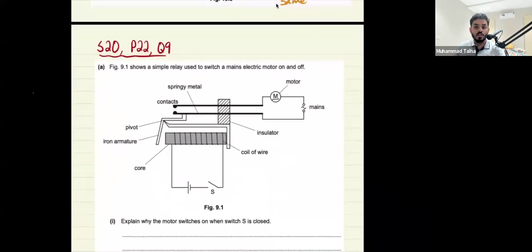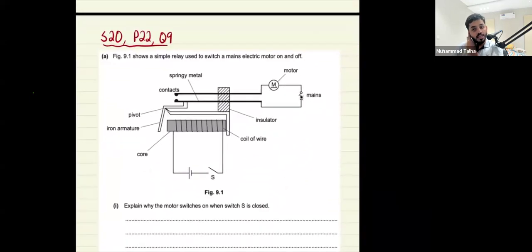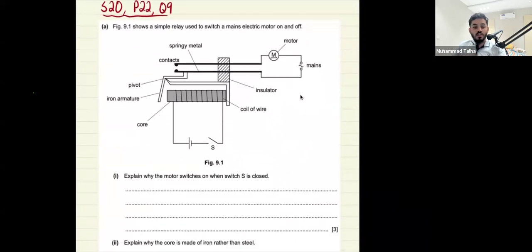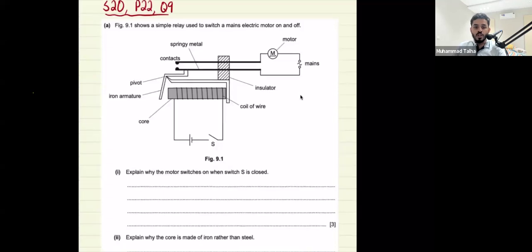This is the question that I am predicting, which comes in tomorrow, which is a relay. So the working of a relay, you should know, and the advantage of using a relay, you should know. So I explained why the motor switch is on when the switch S is closed. When the switch S is closed, you can see that the current would flow through the coil of wire, which would magnetize the core, and the core would pull the iron armature toward itself. This would close the contacts and switch on the motor, right?